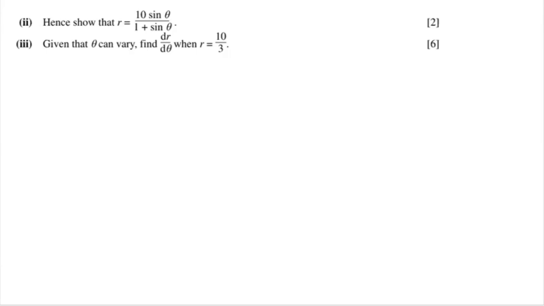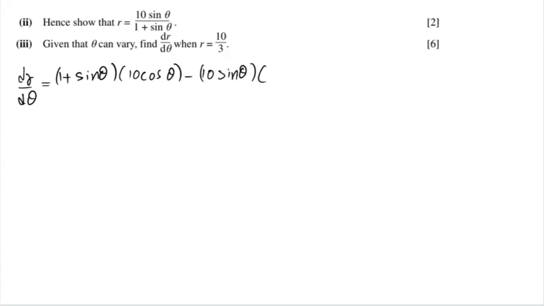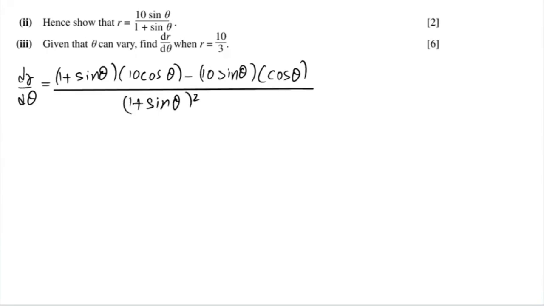Part 3. Given that theta can vary, find dr over d theta, the derivative of r with respect to theta, when r is 10 divided by 3. So let's differentiate the result we got earlier. I'm using the quotient rule: 1 plus sine theta, and 10 sine theta's derivative is going to be 10 cos theta, minus 10 sine theta as it is, and now we differentiate the denominator, and the derivative is going to be cos theta, and divide the whole thing by 1 plus sine theta whole squared.